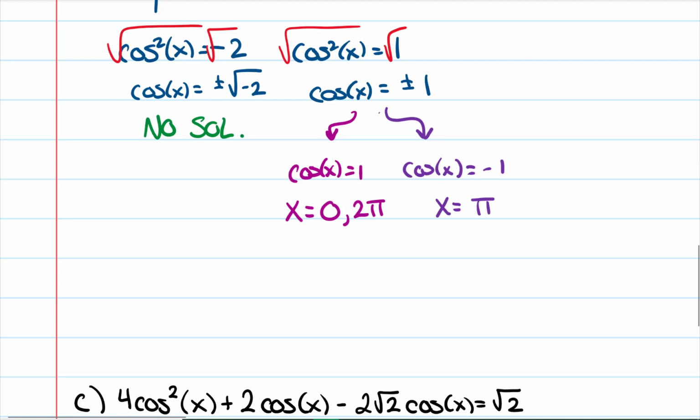One thing I do want to point out is that we actually cannot have 2 pi as an answer because it's not in the interval 0 to 2 pi. It has to be between 0 and 2 pi. Notice how this one has a bracket and this one has a parenthesis. That means that the bracket is included and the parenthesis is not. So our final answer is going to be x is equal to 0 and pi.